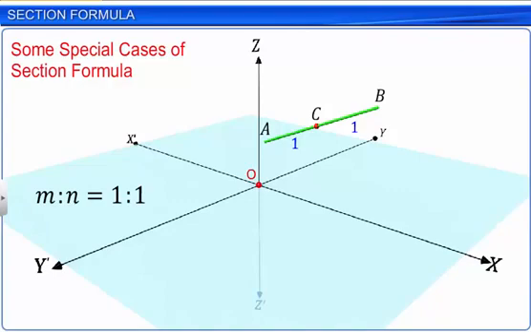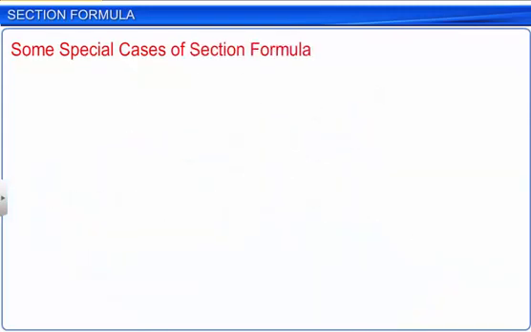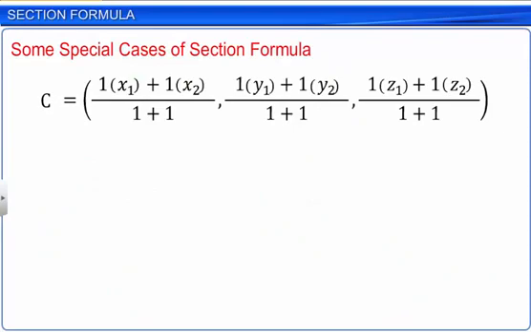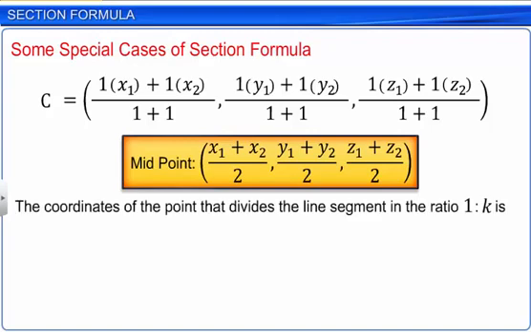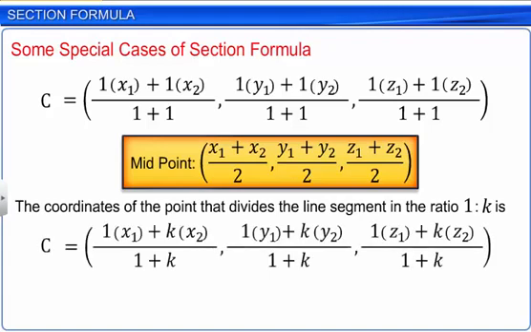Substituting in the standard formula, we get this. Therefore, the midpoint of a line segment is as shown. If point C divides the line segment in the ratio 1:k, we get this. The coordinates of the point that divides a line segment in the ratio 1:k is as shown.